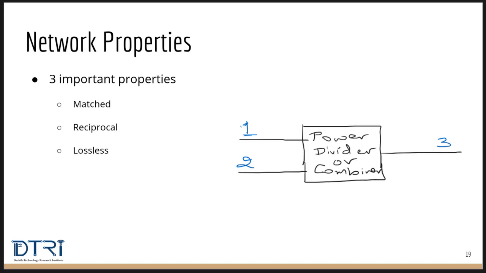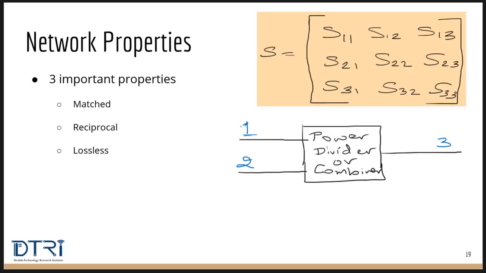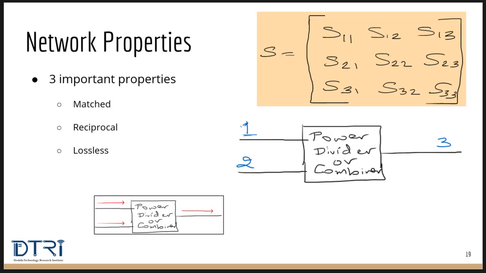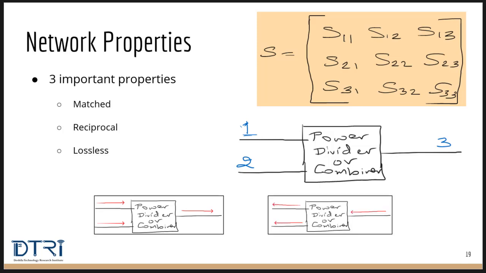Based on the generalized S-matrix equations learned in the previous session, we can write a three-port S-matrix as shown here. The network shown here is called a power divider or a power combiner. Based on the direction of how we feed power, it can be a power combiner or a power divider. In the first case, the three-port network is a power combiner, while in the second case, the three-port network is a power divider.